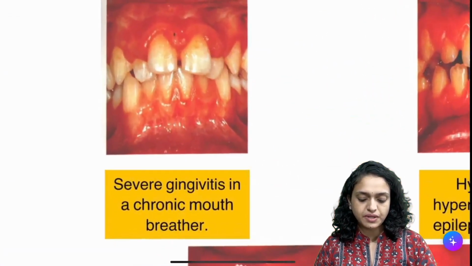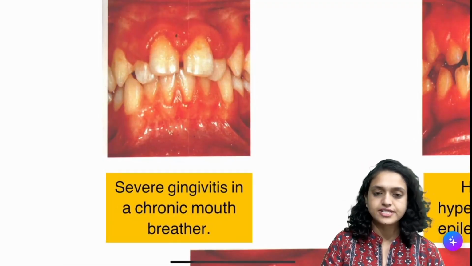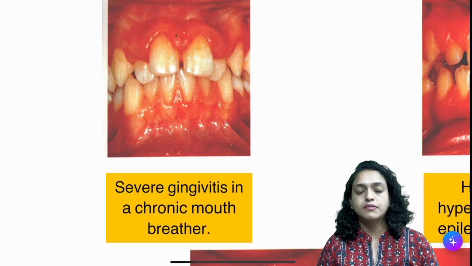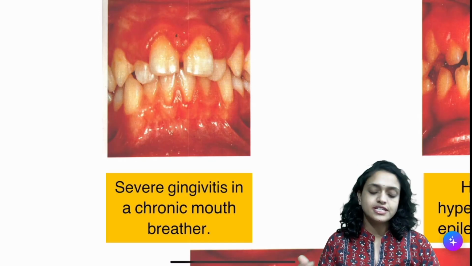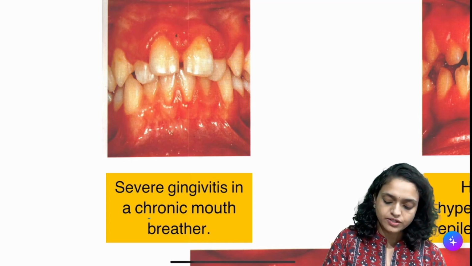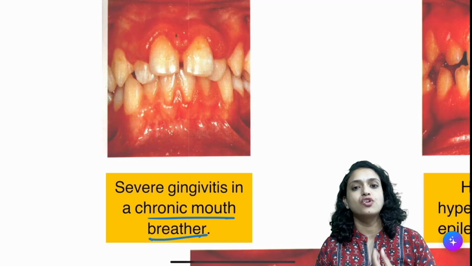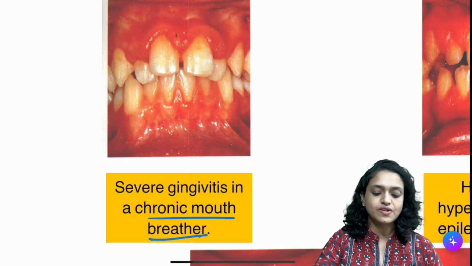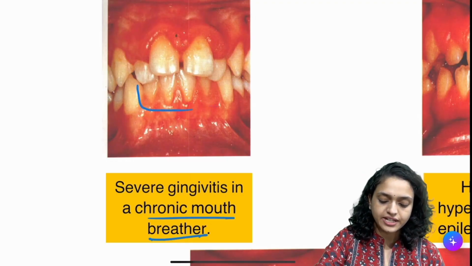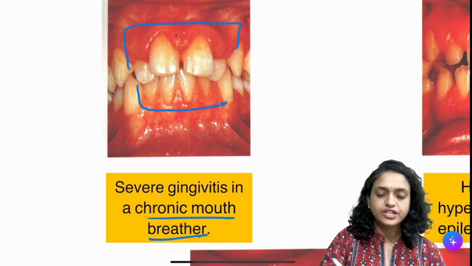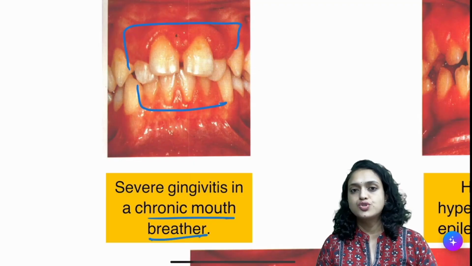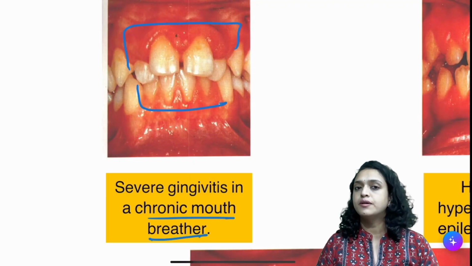So in this image, you can see that there is gingivitis. However, the patient might not have a lot of plaque or deposits. This could be because the patient is a mouth breather. Patient having very short lips, incompetent lips, and they're chronically breathing through the nose, the gingiva generally, especially in the anterior region and the upper anterior region, gets inflamed. So this will kind of point us towards the etiology of the malocclusion.